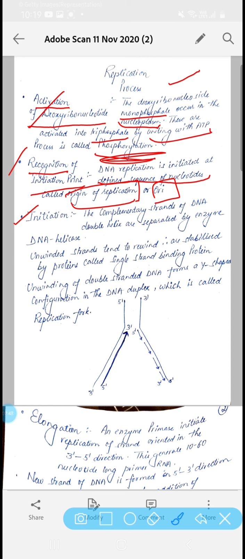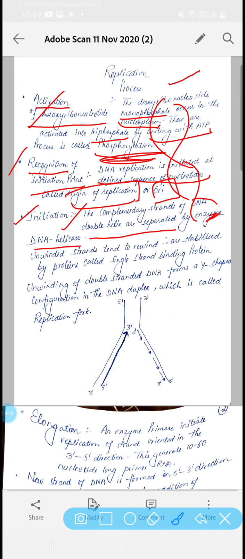Then comes the next part, that is initiation. It means now in actual the replication has been started. Now initiation means starting. Now the complementary strands of DNA double helix, they are separated by enzyme DNA helicase. हमने पढ़ा था कि जो winded double stranded DNA के strands हैं उनको unwind कौन कराएगा, उनको खोलने में कौन help करेगा? DNA हेलिकेज करेगा.